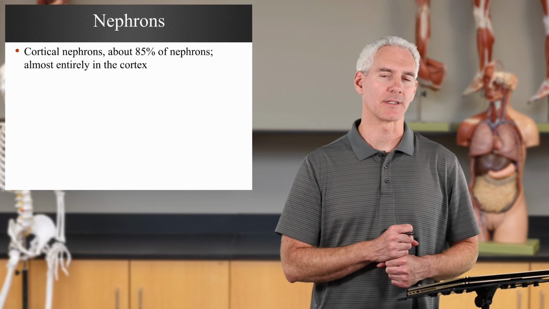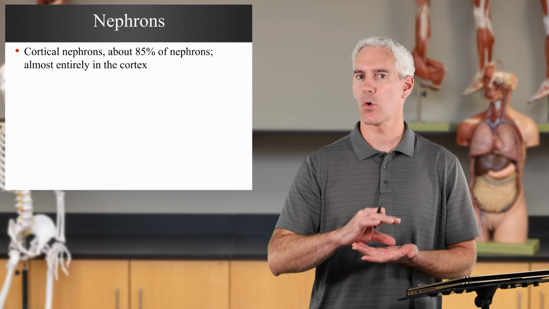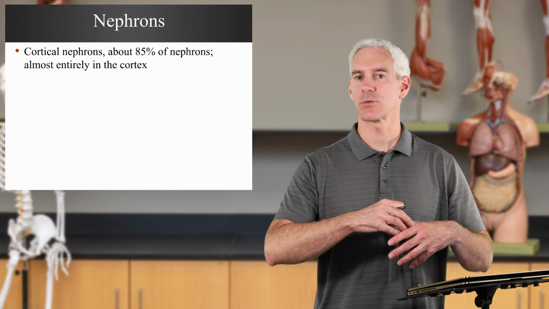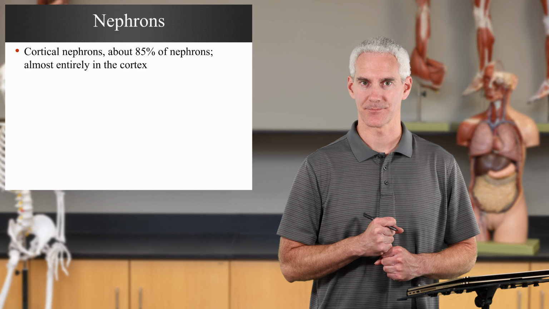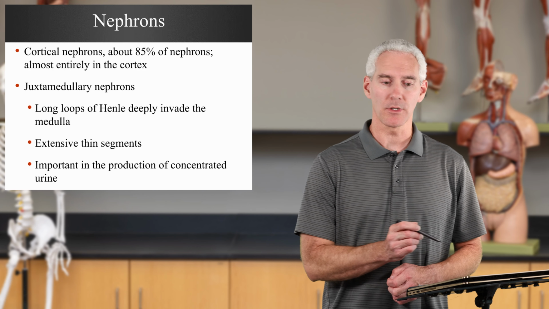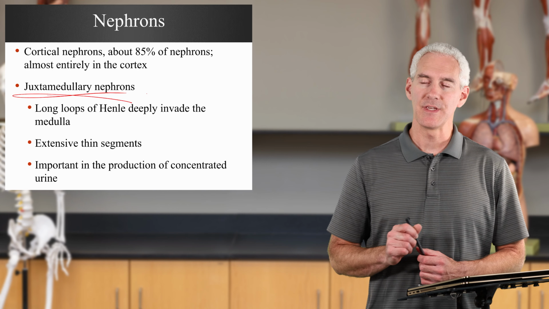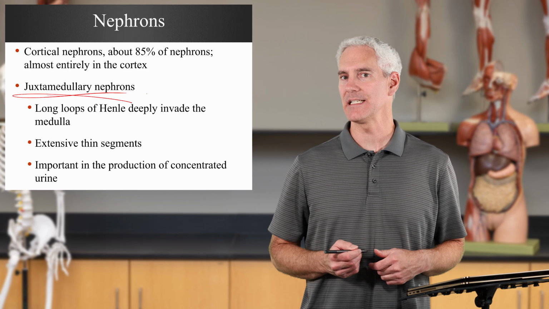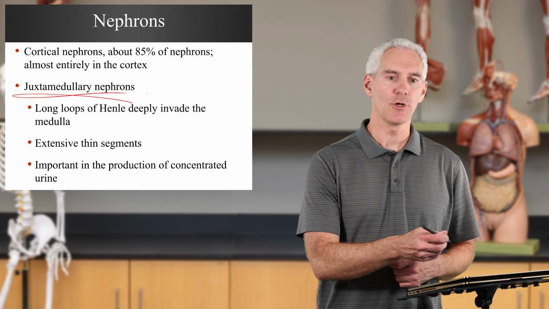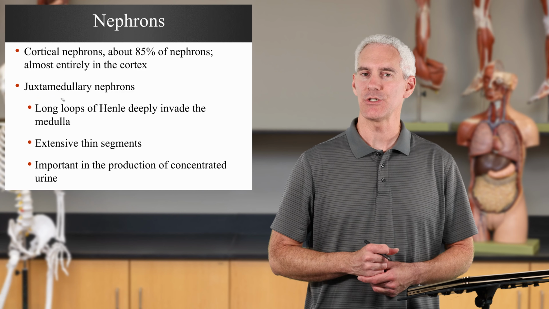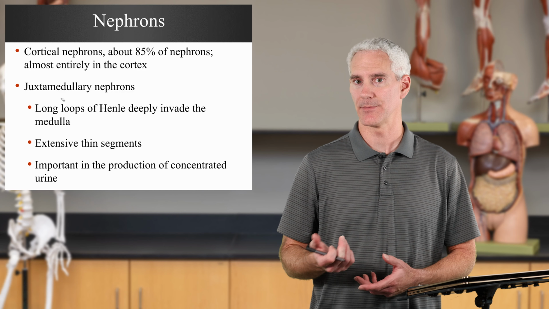These cortical nephrons are limited only to the cortex of the kidneys. So they're staying up in the cortex, and that's where all their functionality is. Now, in contrast, the juxtamedullary nephrons actually dive deep down into the medulla. They're going to have loops of Henle that are going very far down into the actual medulla and the pyramid.